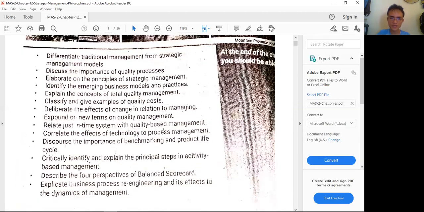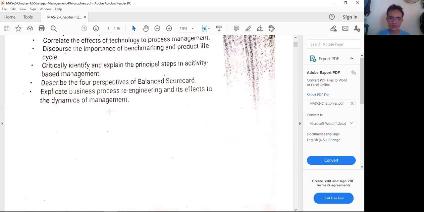So these objectives will be the guidance that we will have at the end of the chapter so that you as learners can differentiate traditional management from strategic management models. For example, that's the first objective. Or discuss the importance of quality processes. So you as learners can do such or these following objectives. All right? And then let's continue.